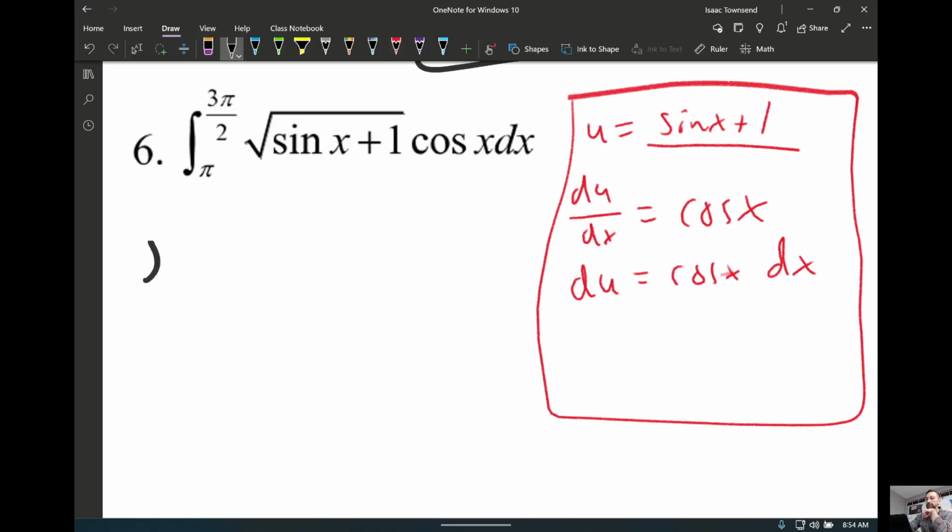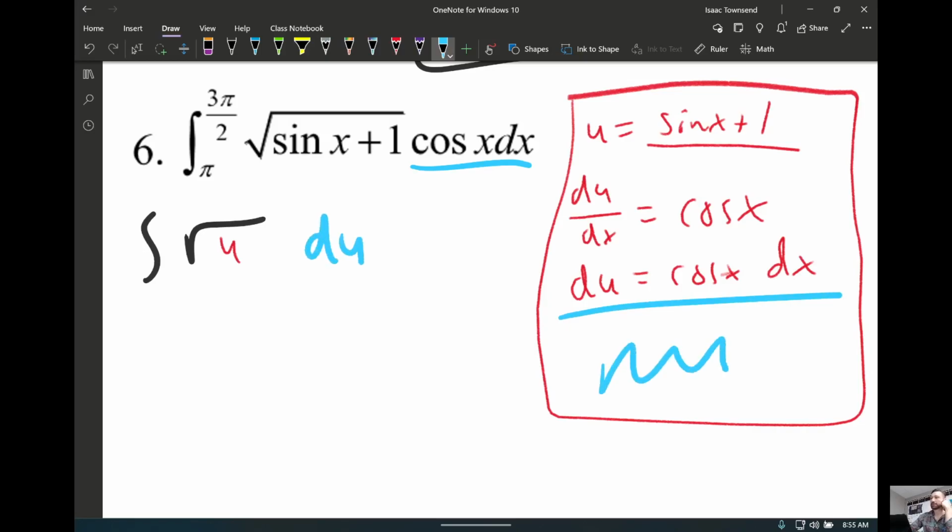So I could say, instead of the square root of this stuff, I could say the square root of u, because that's what I decided to be u. The other puzzle piece that has to be accounted for is cosine x dx, which is du. So I don't have to do that extra step. Sometimes it's not a perfect fit, so I need to do one more step of arithmetic, but in this case it was.